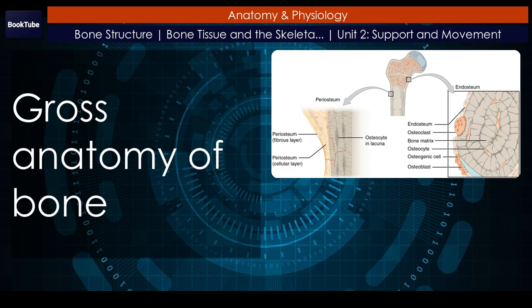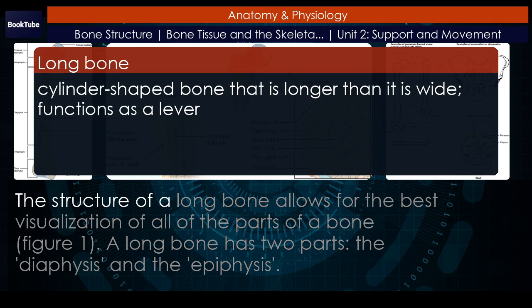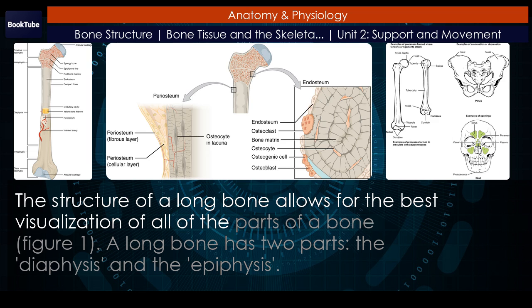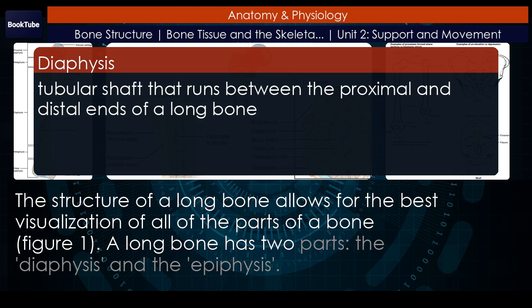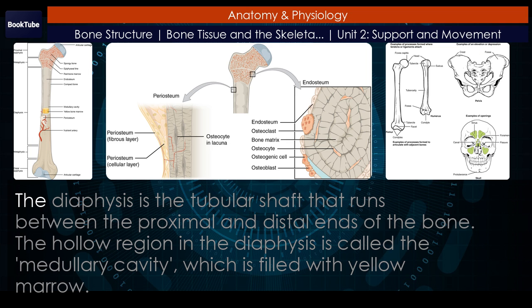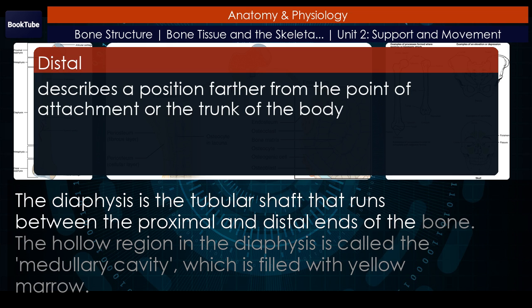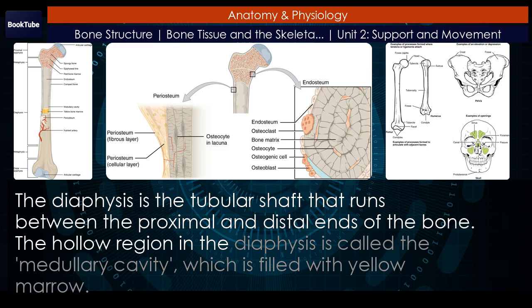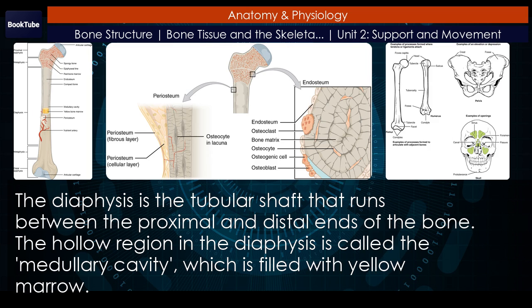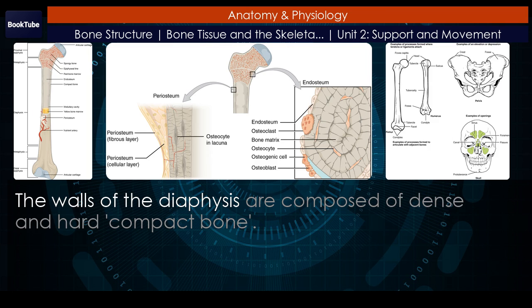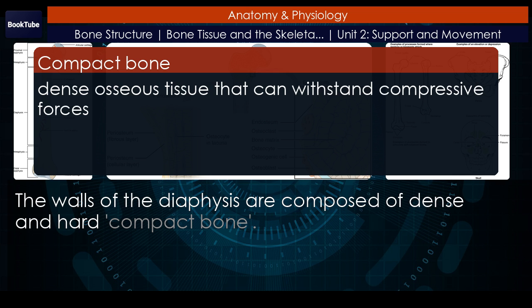Gross anatomy of bone. The structure of a long bone allows for the best visualization of all of the parts of a bone. Figure 1. A long bone has two parts, the diaphysis and the epiphysis. The diaphysis is the tubular shaft that runs between the proximal and distal ends of the bone. The hollow region in the diaphysis is called the medullary cavity, which is filled with yellow marrow. The walls of the diaphysis are composed of dense and hard compact bone.